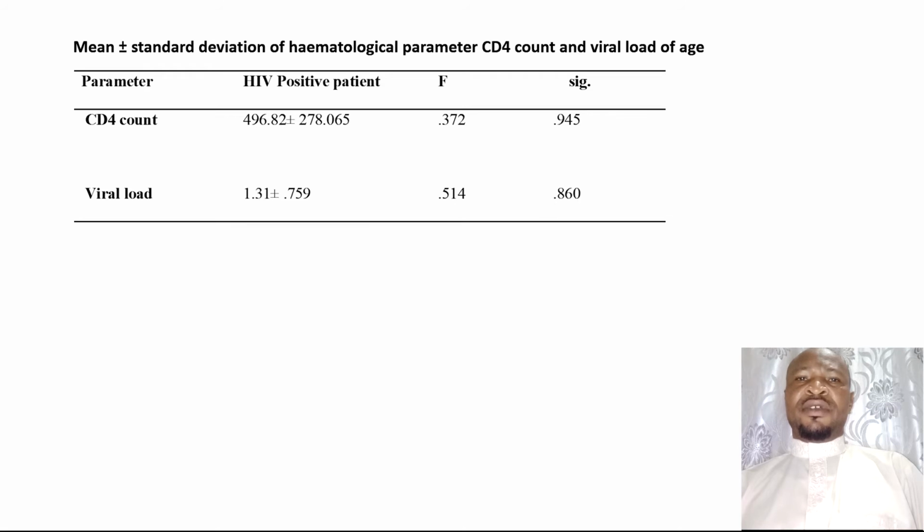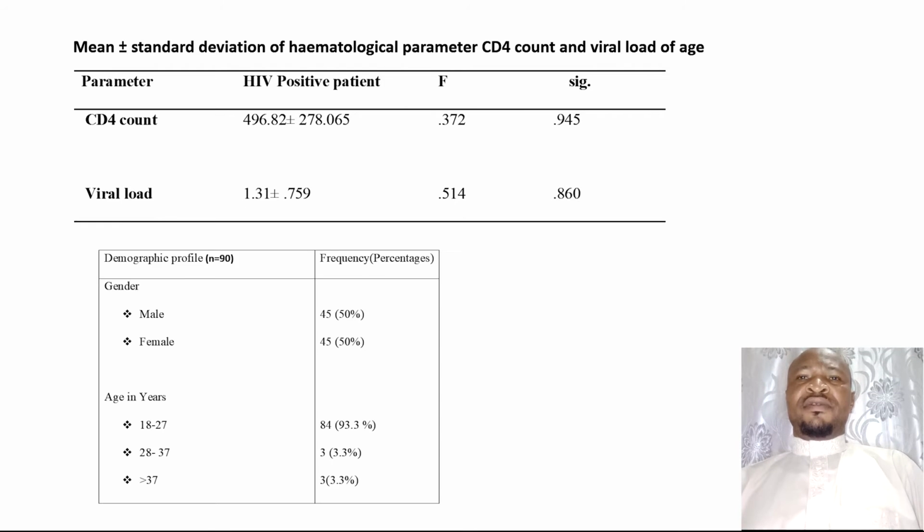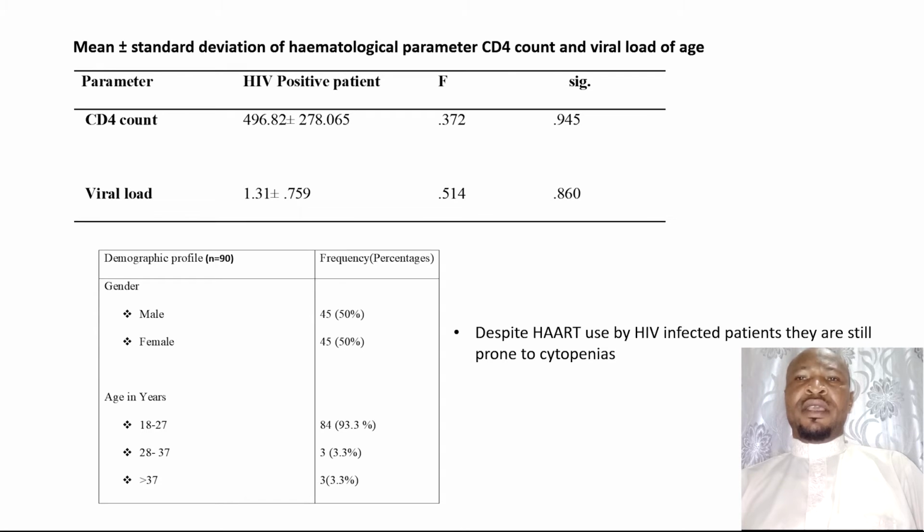There is no significant hematological parameter, CD4 count, and viral load that is subject to age. CD4 count and viral load are independent. Despite the usage of HAART by HIV-infected patients, they are still prone to thrombocytopenia and anemia. However, the viral load and CD4 count are independent of age and sex.